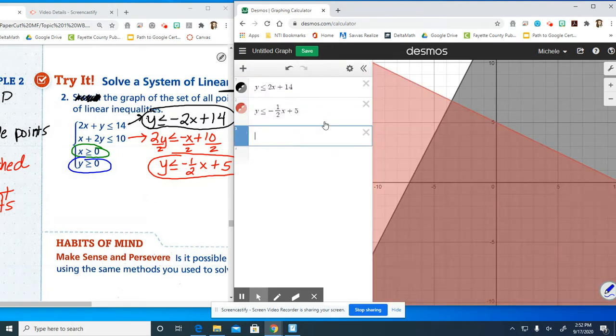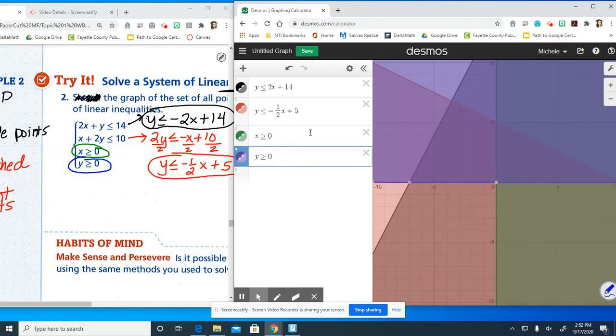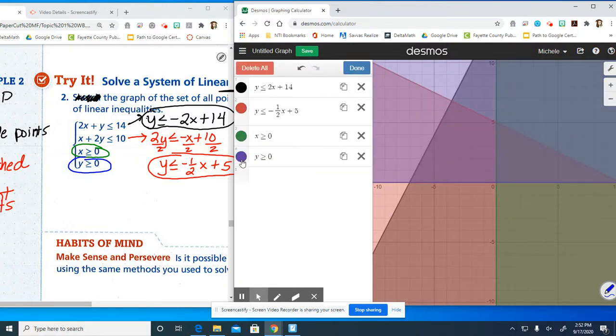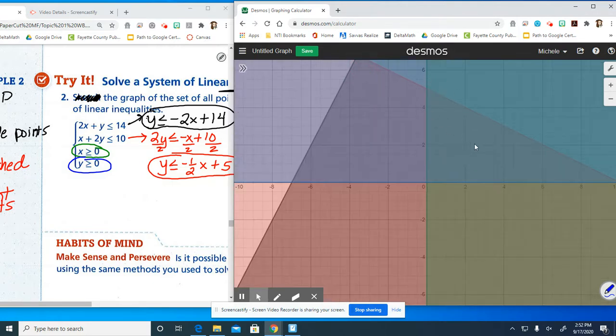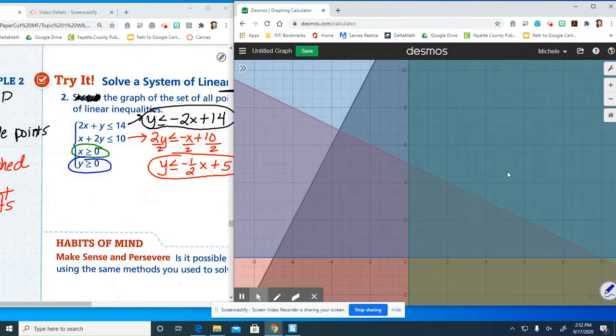Then I need to graph x is greater than or equal to 0. And I also need to graph y is greater than or equal to 0. And this needs to be blue. Okay, so I have a really colorful picture here. Lots and lots to look at. Let me zoom out a little bit more.